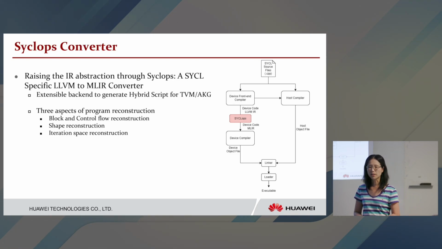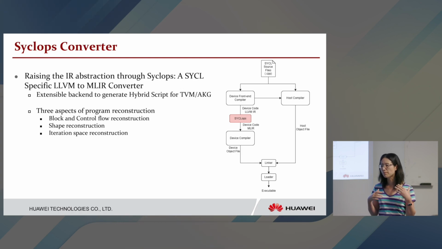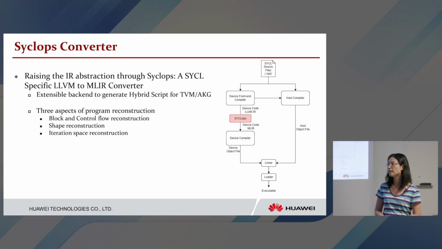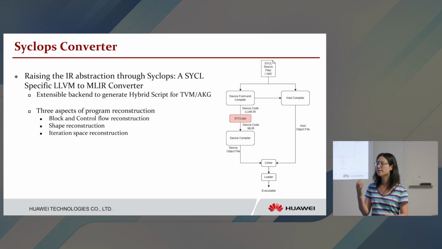One key reason was in the beginning, we were trying to make use of AKG, which was a derivative of TVM, to support programming for DaVinci. AKG, being based on Halide IR or TVM IR, is at an IR level that's similar to the affine IR. So that sort of set us up to wanting to raise the IR of LLVM to a Halide IR level in the beginning.